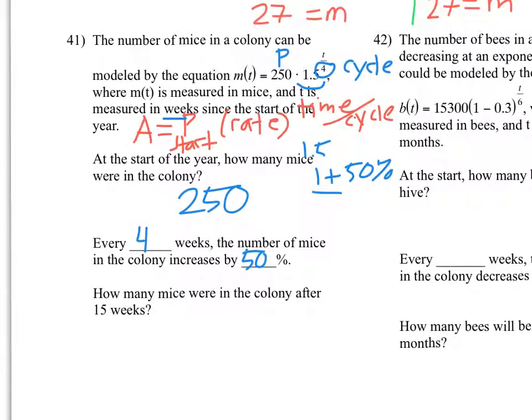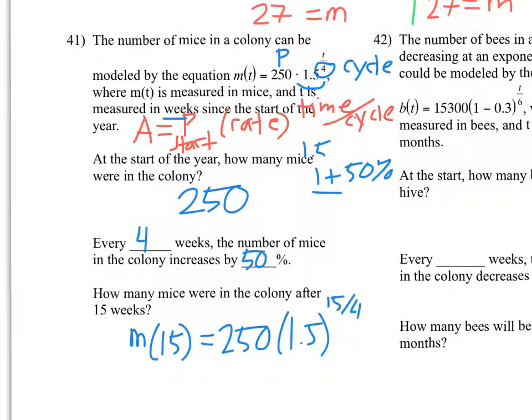Well, let's plug that into that equation. So if we're looking for m of 15, that's going to end up being 250 times 1.5 to the 15 over 4. I'm going to literally type this into my calculator. 250 times 1.5 to the 15 over 4. If you have a scientific calculator that doesn't do math type, you got to be really careful with your parentheses. And when I do this, I get 1143.6. So it's going to be somewhere around 1143 mice.